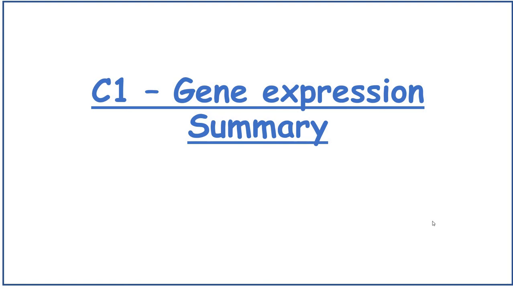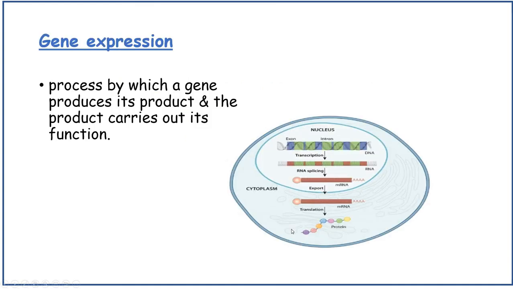A1 Gene Expression Summary for Human Biology Level 3 BTEC. So gene expression is a process by which a gene produces its product and the product carries out its function. Usually the product will be a protein. So when a gene produces a protein, that protein then carries out its function.